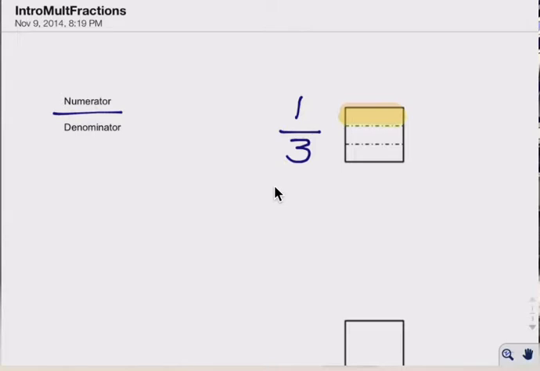Okay, so the denominator tells us how many parts, and the numerator tells us how many parts we're referring to, how many parts we're talking about. So another quick illustration of a fraction. Again, the square is the whole, and we'll be shading 3 parts out of the 4, and our fraction is 3/4.